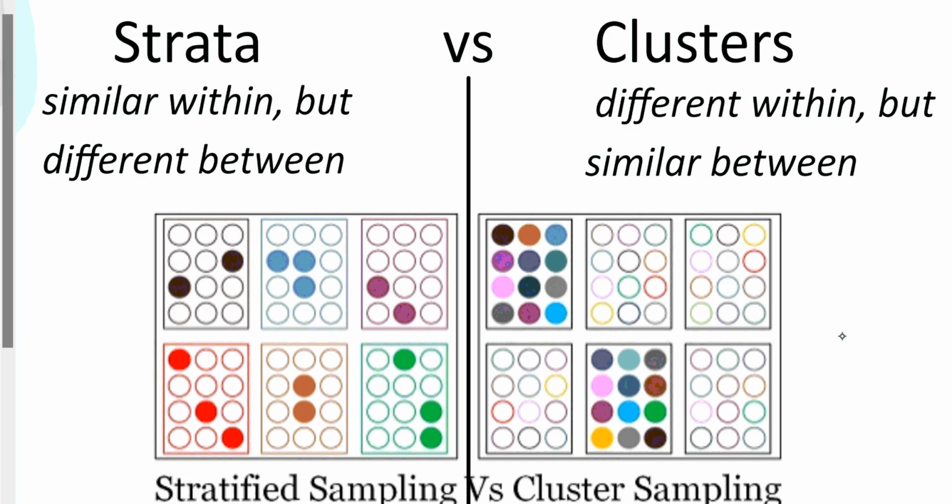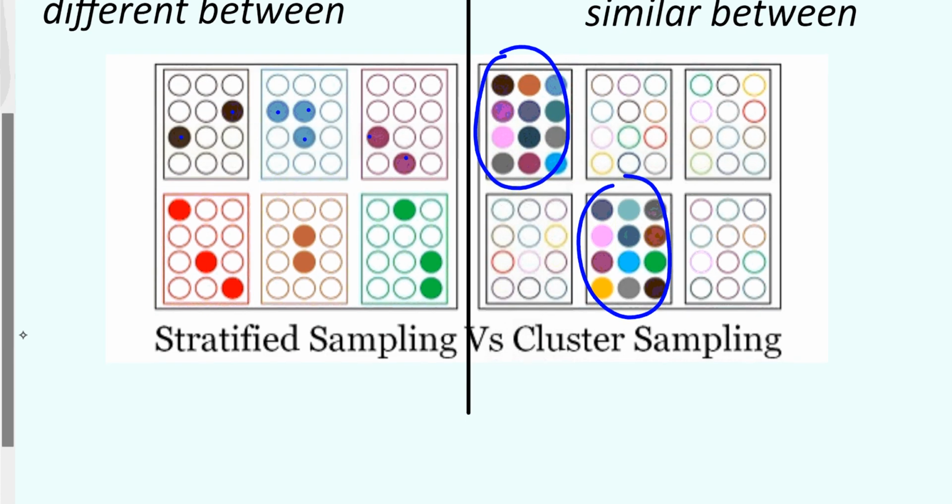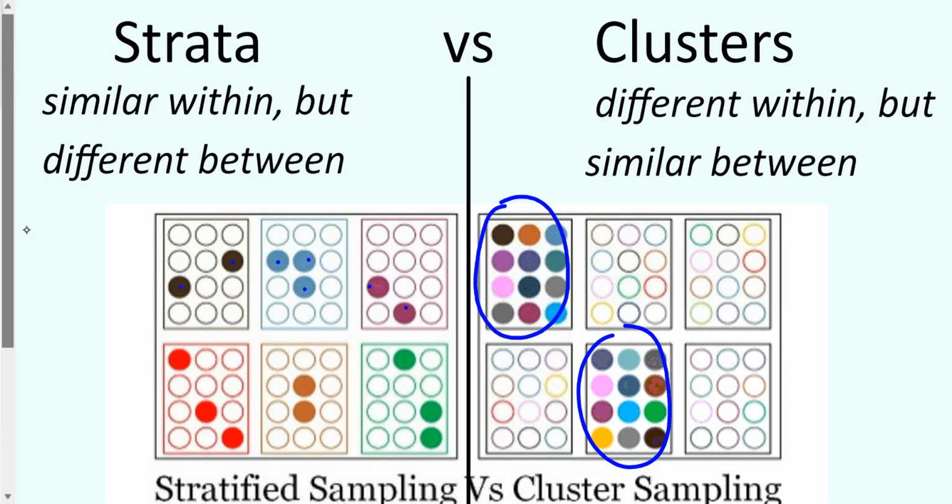So a visual comparison is here between strata and clusters. Strata would be similar within each group, but different between them. And then within each group, you're just taking a random sample. Whereas clusters have differences within each group, but if you have 6 clusters, you're sampling the entire 2 of them, or 3 of them, whatever it is with your specific sampling. So that's the difference between strata and clusters.